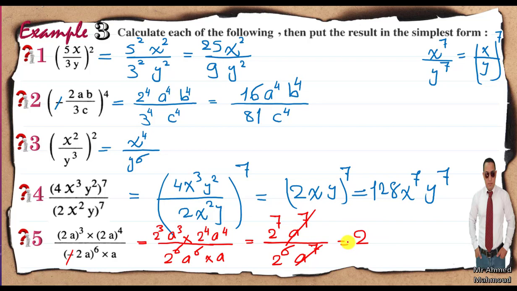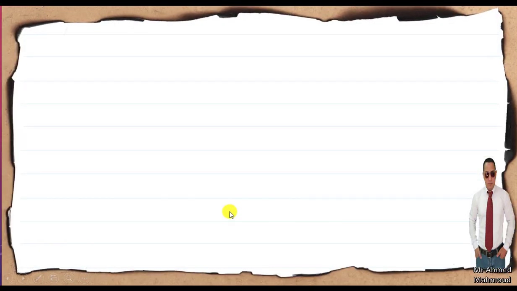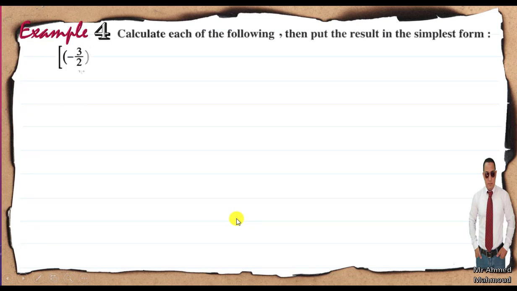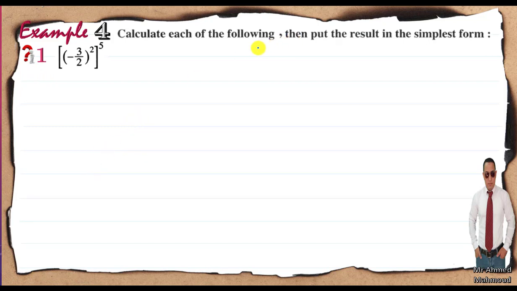The next one: also calculate each of the following, then put the result in the simplest form. First, negative 2 over 3, all power of 2. The 2 here is even, so I'm going to cancel the negative, and it's 3 over 2. We have a power inside and a power outside, so I'm going to multiply the powers to be power of 10. So I'm going to distribute the power: 3 power of 10 over 2 power of 10.